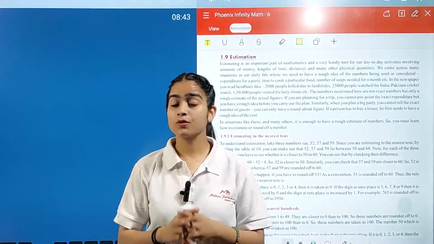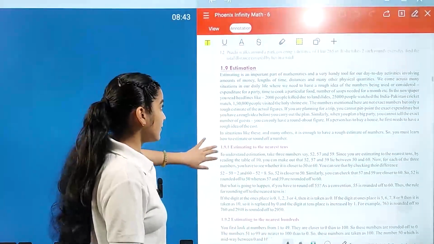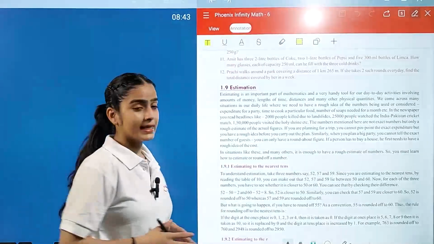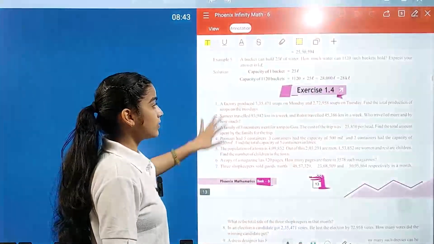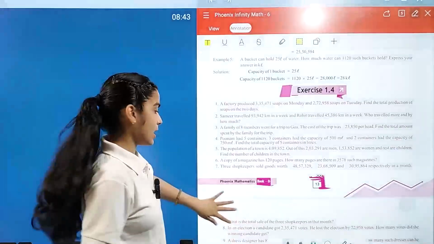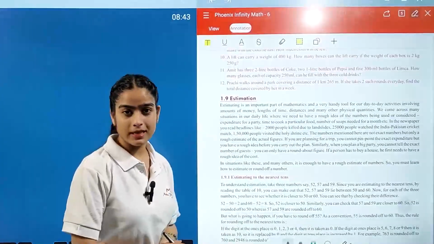So students, today we are going to start from our previous concept where we left off, chapter 1.9, estimation. In our last class, we finished exercise 1.4, and now we are going to learn about estimation, and then we will solve our further exercises.